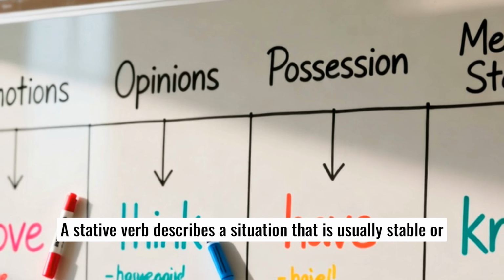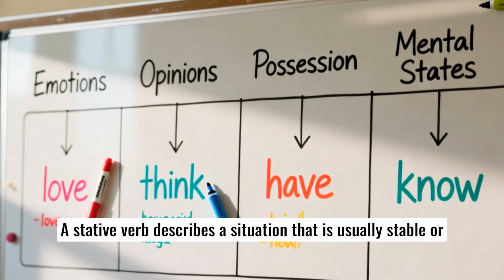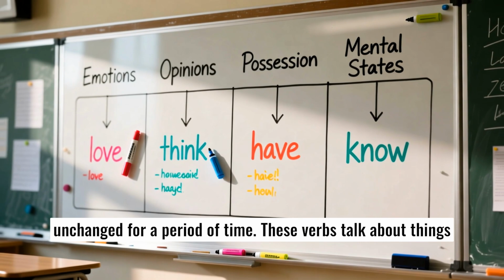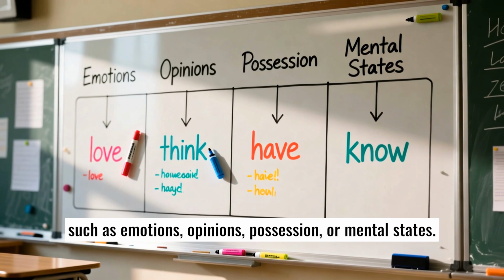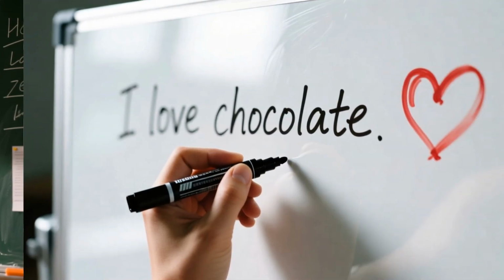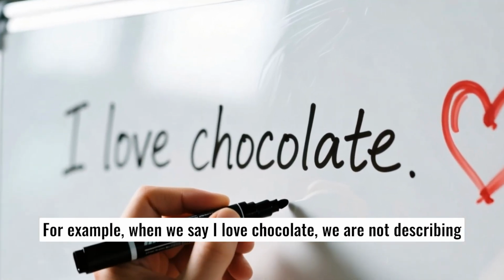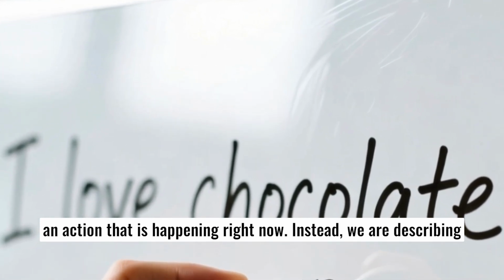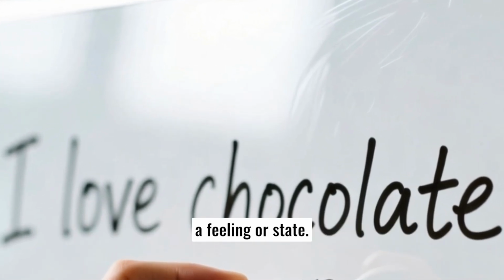A stative verb describes a situation that is usually stable or unchanged for a period of time. These verbs talk about things such as emotions, opinions, possession, or mental states. For example, when we say I love chocolate, we are not describing an action that is happening right now. Instead, we are describing a feeling or state.